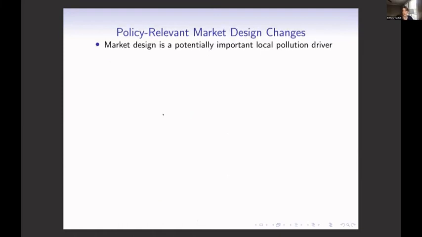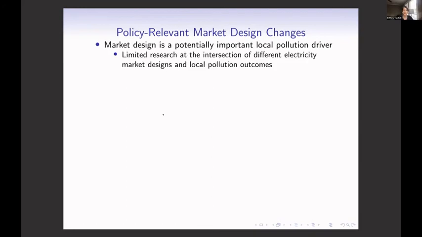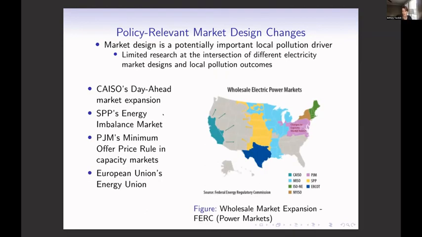So market design is potentially an important local pollution driver, but there's limited research at the intersection of different electricity market designs and local pollution outcomes. In the literature on local pollution outcomes, it's usually over a regulation that was put into place specifically to regulate local pollution. This is instead a change in market design that's not intentionally meant to affect local pollution outcomes, but it can affect them. It's also important in the greater context, as we're seeing lots of changes in electricity market design across the US and internationally. For example, the California ISO has extended the energy imbalance market, which is its real-time market or spot market. But they're also considering expanding the day-ahead market, which is the forward market the day before electricity trading takes place, and it's the bulk of the electricity market.